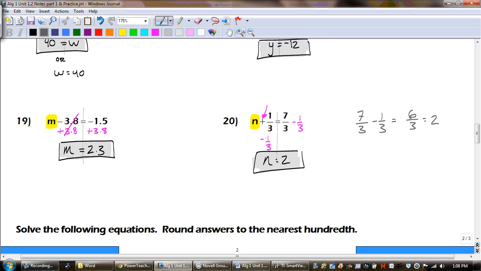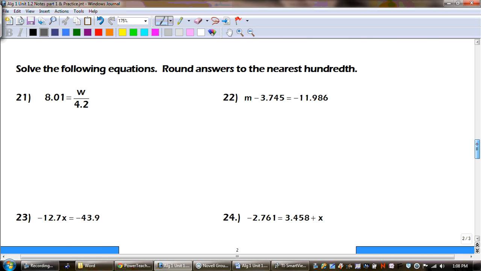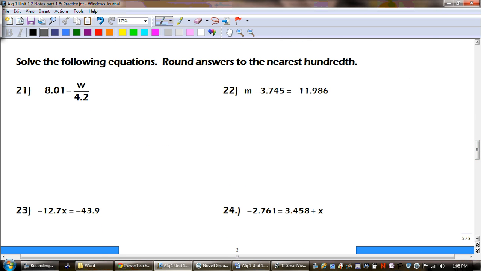Okay, so that was the first part, and now the last one. It says solve the following. So once again, we are solving, but now the directions ask us to round our answer to the nearest hundredth. Okay? And remember, whenever we're rounding, that means we have to change our symbol. It's not going to be equal anymore. Okay?